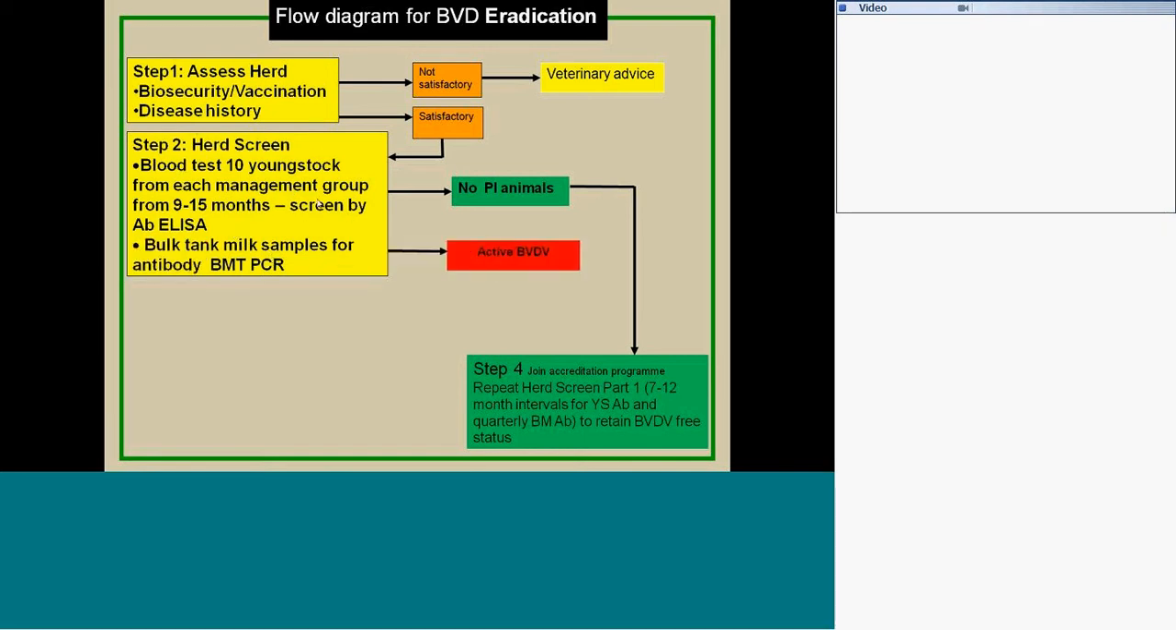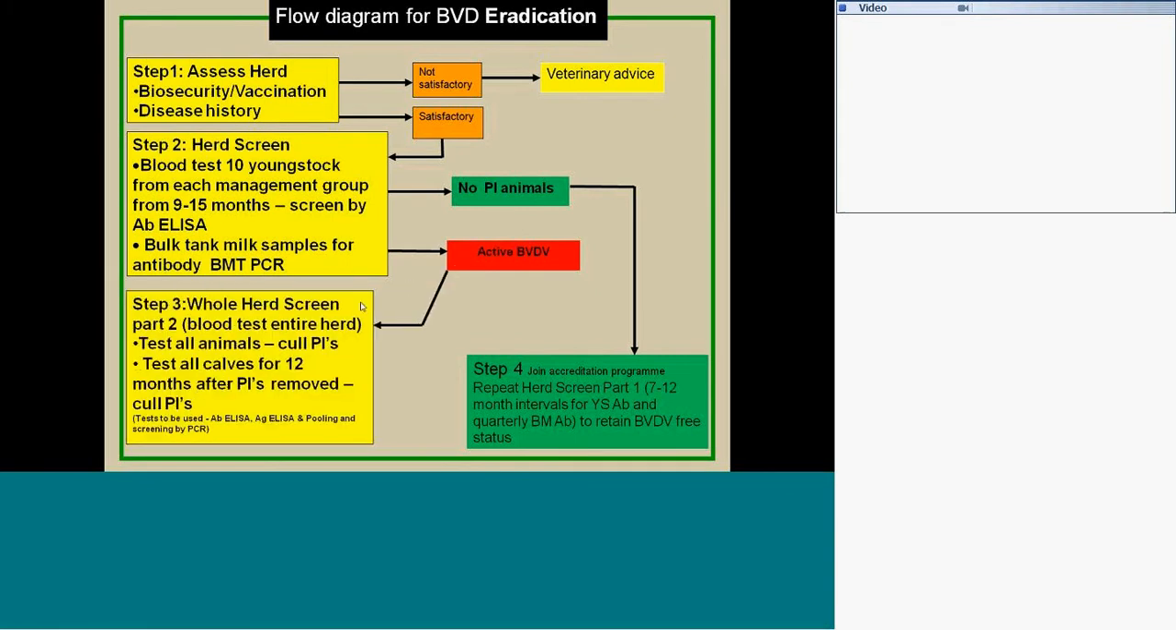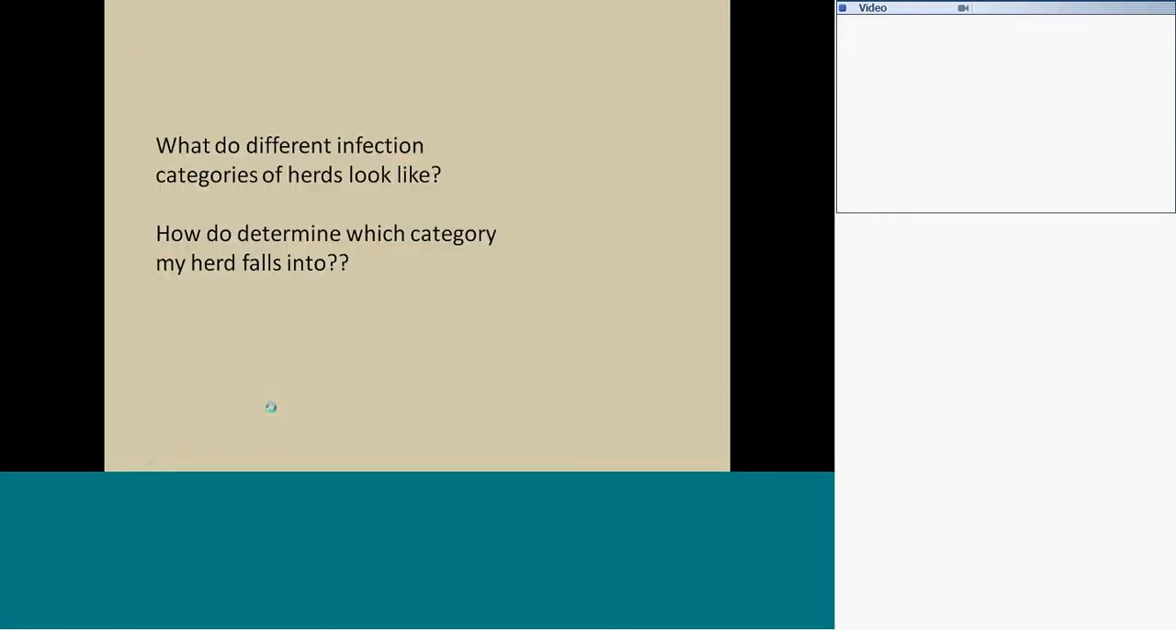If your herd does look like it's infected, and we'll talk about what these different tests might tell you in a minute, and you've got active infection in the herd, the key thing is to find your PIs and cull them. So we want to find the PI animals and cull them out of the herd. And then once you've had a long enough period, generally we say 12 months, without the discovery of any more PIs in the young stock, you can enter the surveillance stage.